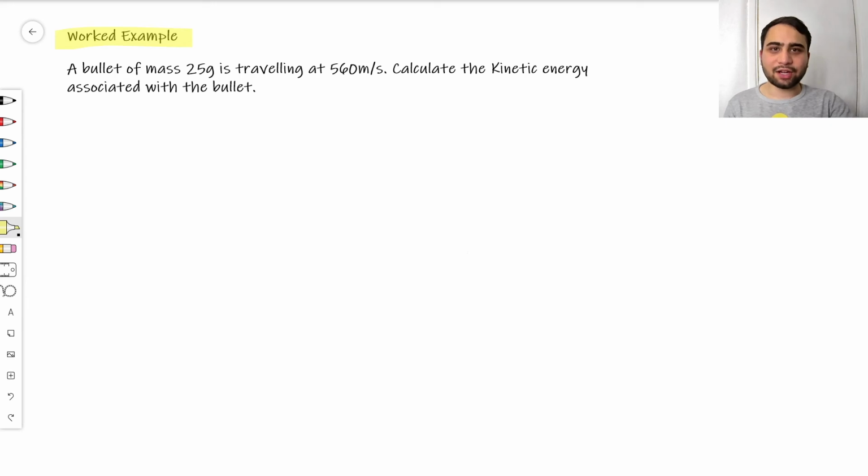Okay, so now let's have a look at a worked example. So as always, we're going to highlight all of our keywords. A bullet of mass 25 grams, straight away that's a keyword there, is traveling at 560 meters per second. Calculate the kinetic energy associated with the bullet.